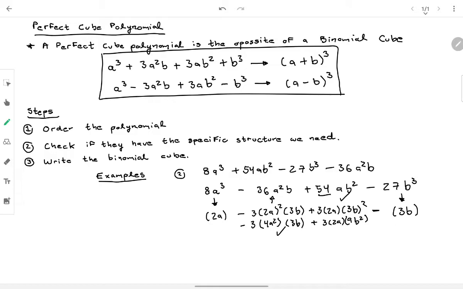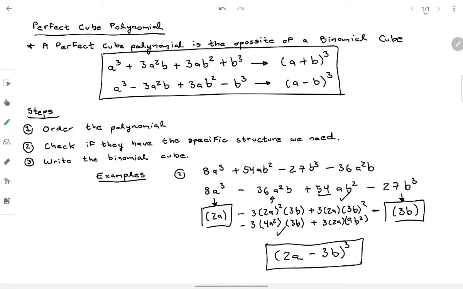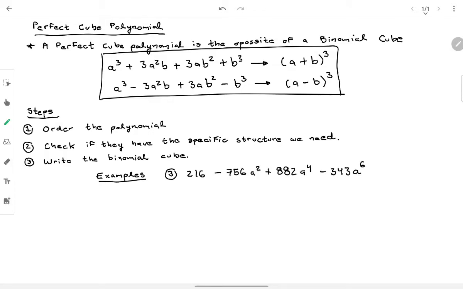So it has the structure we need, so the answer is going to be 2a, in this case minus, because we have plus minus, 3b, all of it cubed. And that will be the answer for this specific exercise. So it's not difficult. We only need to check out if we have the perfect structure of a perfect cube polynomial and then doing the binomial cube. Let's see one other example. So let's see this third example. This one can be a little bit confusing.